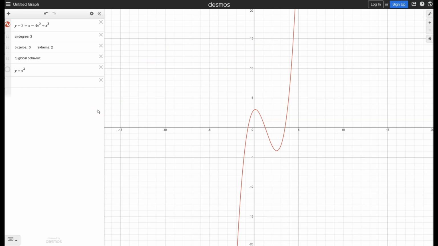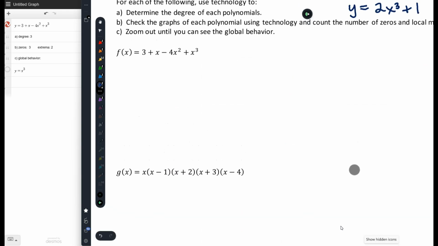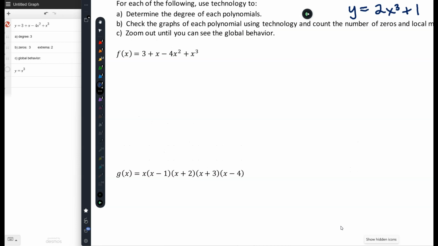Okay, one last thing I want to sneak in here is a little bit of important notation. So I am going to go back to our worksheet. With the global behavior, we said that this first one had global behavior like y equals x cubed. What's important about that is just what's happening as x gets really, really big or really, really small.